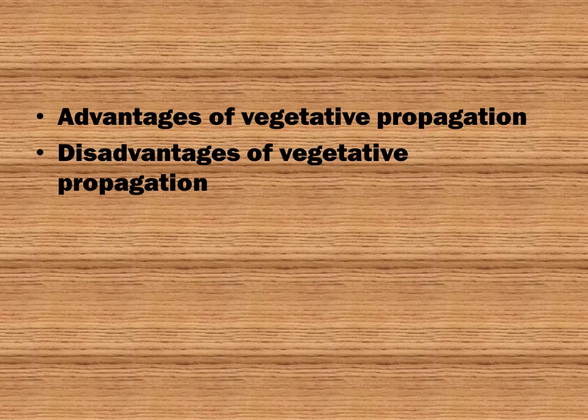Now coming to the advantages of vegetative propagation: the daughter plants are identical to the parent plant, and the method is quick, economical, and dependable. Tissue culture can be carried out throughout the year irrespective of the season, and it is useful for growing plants which do not produce seeds. Now coming to the disadvantages of vegetative propagation: it does not produce any variation, and therefore new varieties are not produced. The possibility of dispersal of plants is very low.